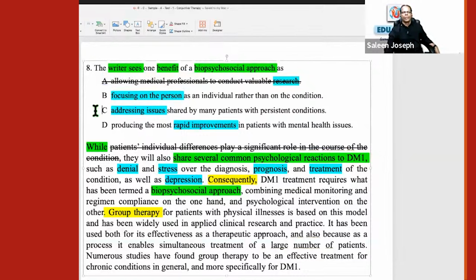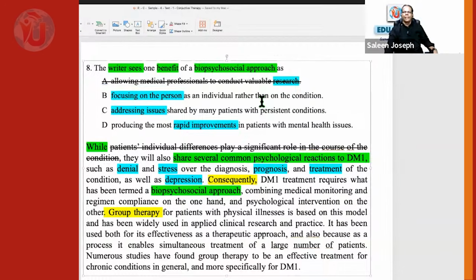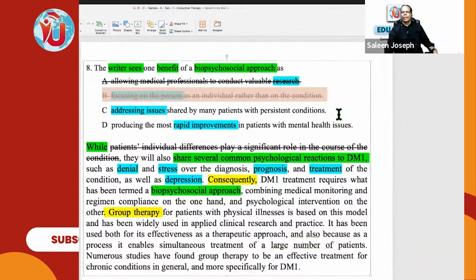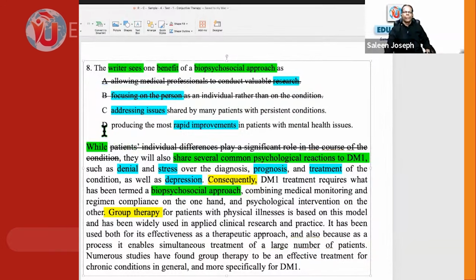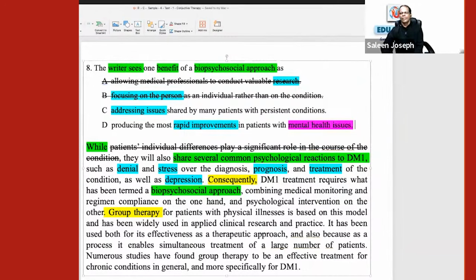Focusing on the person as an individual rather than on the condition. Here they are focusing on the therapy, right? The previous paragraph was speaking on focusing on the condition. This one is speaking about the biopsychosocial approach of treating it. Fourth one, producing the most rapid improvements in patients with mental health issues. Are we concerned about mental health issues here?